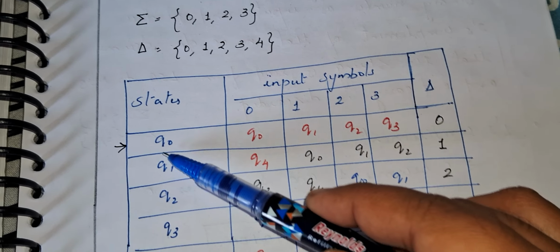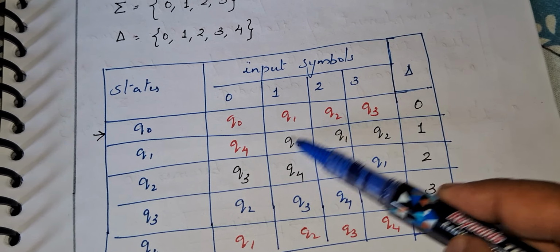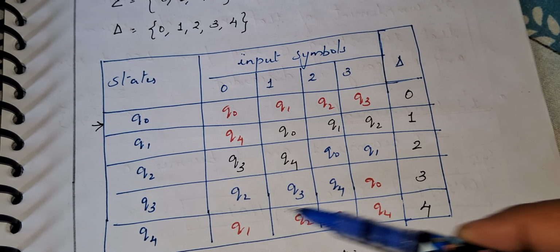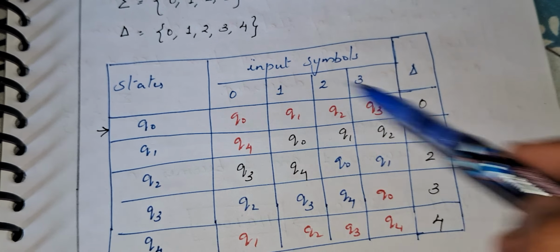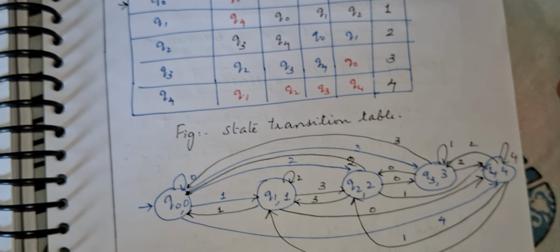In sequence you just fill the entries Q0, Q1, Q2, Q3, Q4. Again Q0, Q1, Q2, Q3, Q4. Next Q0, Q1, Q2, Q3, Q4. Then the output is: the first state will produce output 0, that is remainder 0, then remainder 1, remainder 2, remainder 3, remainder 4. Then complete the picture.